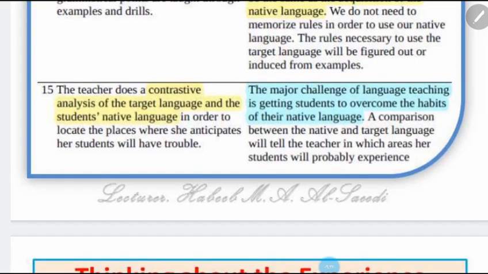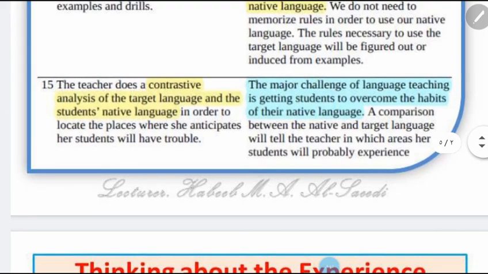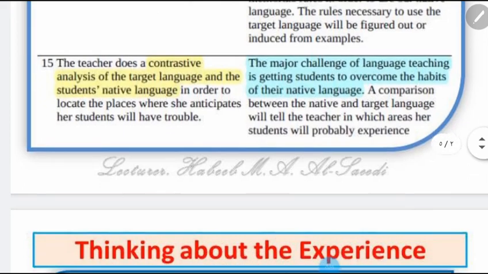Number 15, the teacher does a contrastive analysis of the target language and the student's native language. Why this comparison or contrastive analysis between these two languages? The major challenge of language teaching is getting students to overcome what? The habits of their native language. This contrastive analysis will help the teacher to understand where to focus, where students need more practice.